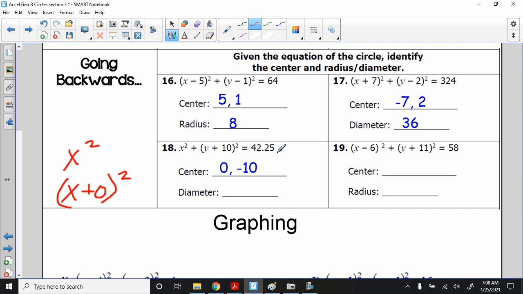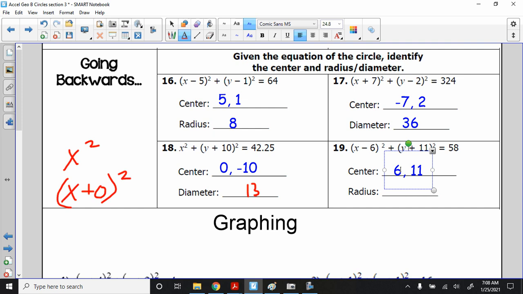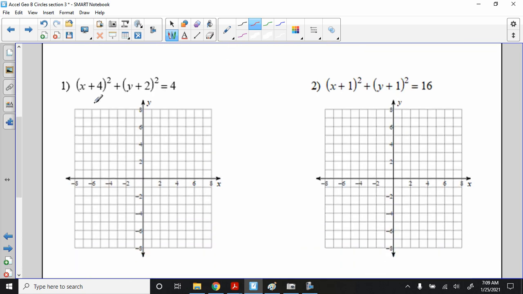So square root of 42.25 is 6.5, you got to times it by 2 because it wants a diameter. This is 13. Center is 6, 11. Radius is the square root of 58. 7.61 will be fine, approximately. All right, there you are. So there's writing it backwards. Just change the signs, take the square root of that number, and then figure out if it needs your radius or diameter. Graphing's pretty easy.